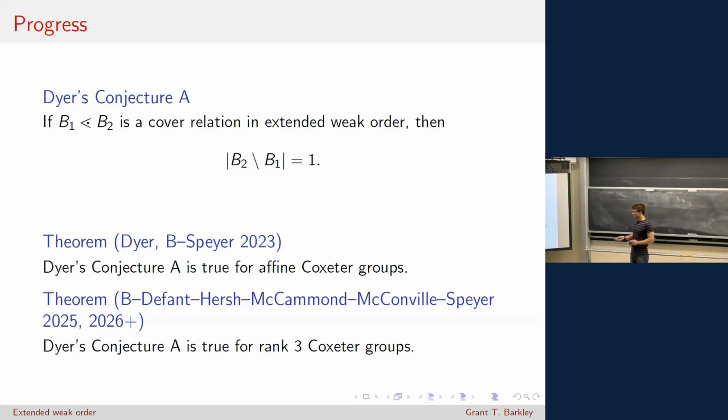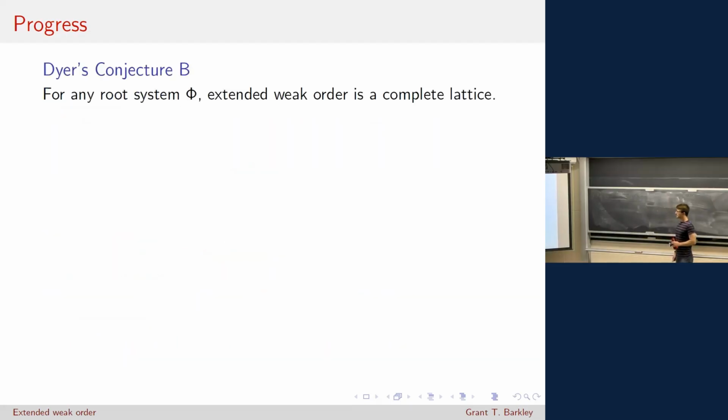So this is actually two papers. In the first one we just did it for the universal rank 3 Coxeter group. This is the free product of three copies of Z mod 2. And then in a paper that we are writing right now, we extend this to all rank 3 Coxeter groups. Okay, so that's the cover relation conjecture. There's also the lattice property conjecture.